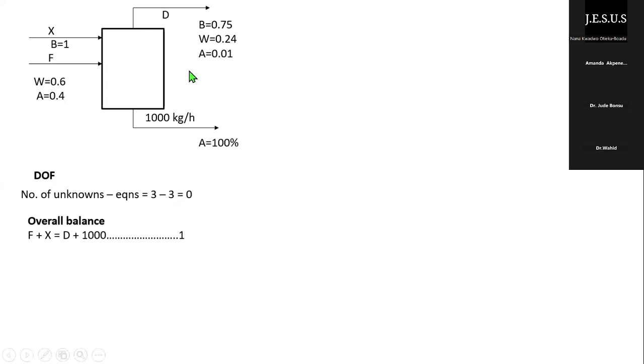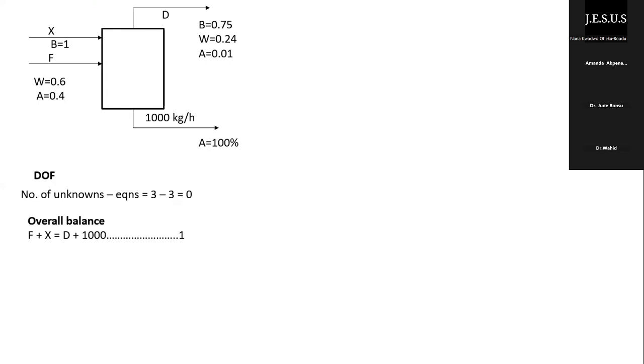So we have our units here. And for that unit, we have the overall balance. The overall balance is just looking at the flow rate of all the streams. So I have the flow rate of the feed, the flow rate of the benzene stream, the flow rate of the distillate, and the flow rate of the alcohol stream at the bottom. If we do the overall balance, we take the sum of the flow rates of the streams that are coming in.